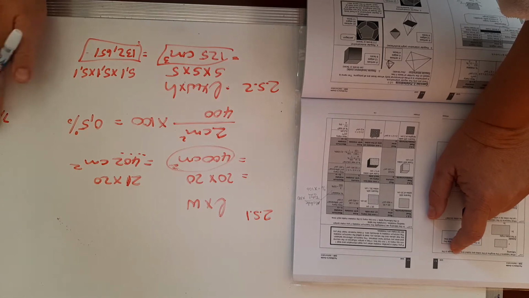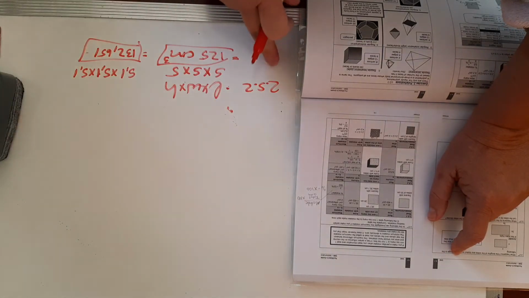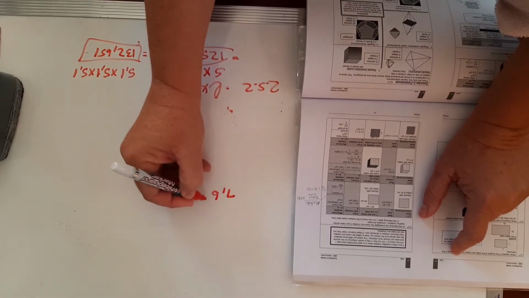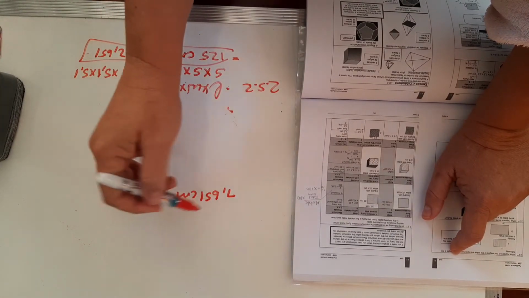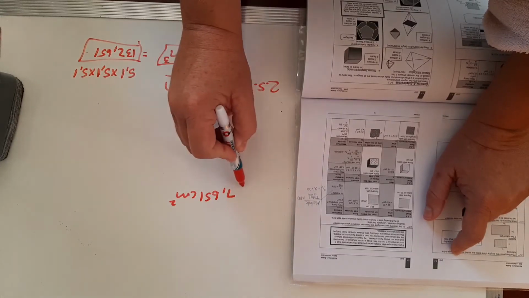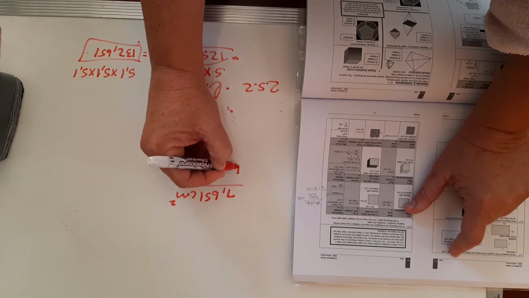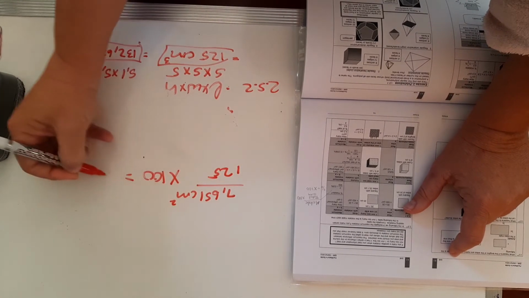I can't see there anymore, so let's go. I'm going to take this one out. So my mistake for 2.5.2 was 7.651 centimeters cubed. And then what you do is, remember, I need the percentage, so I put the mistake over the total volume from 1.5 and then times 100, and you get your answer.